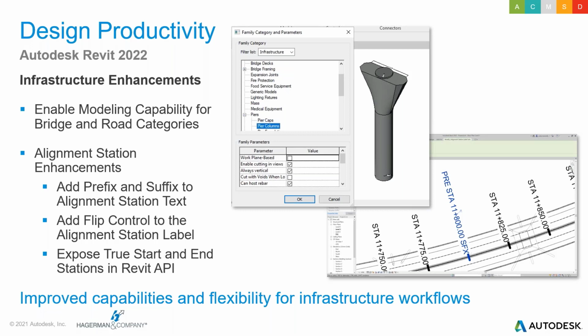Prefixes and suffixes may be added to alignment station text. Flip controls have been added to the alignment station label, and the true start and end stations of an alignment are now exposed in the Revit API to help automate bridge design. So these enhancements offer improved capabilities and flexibilities for infrastructure workflows.